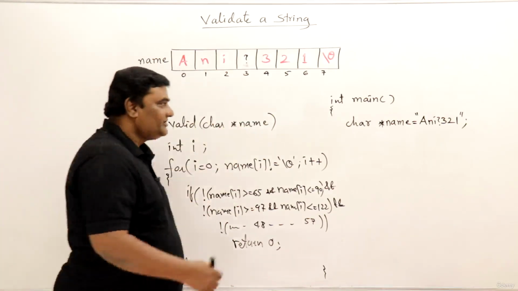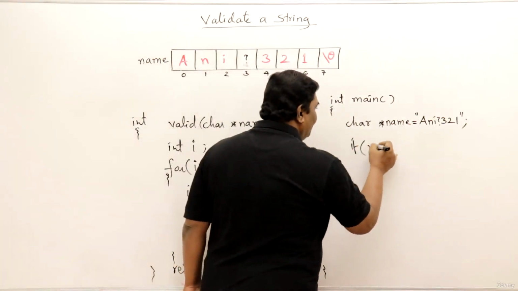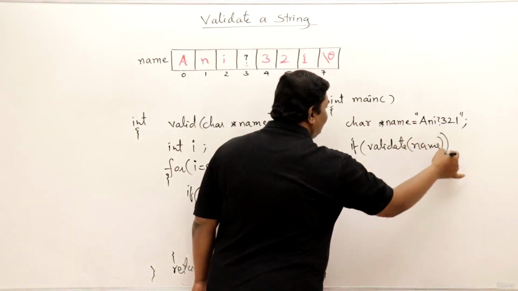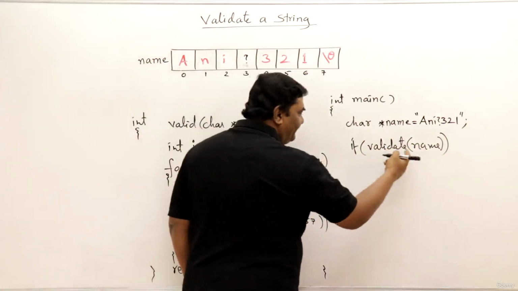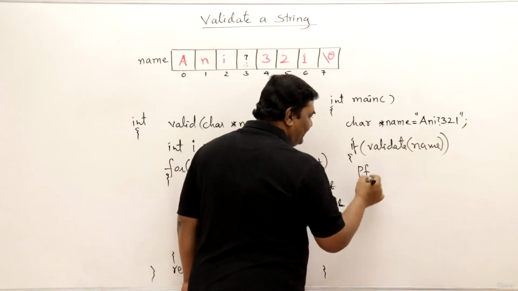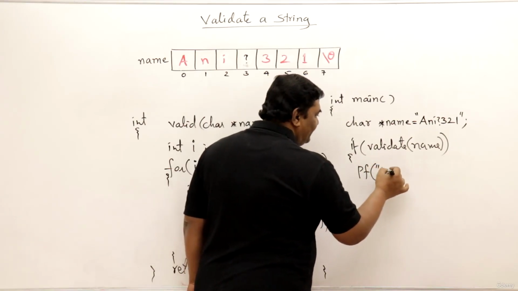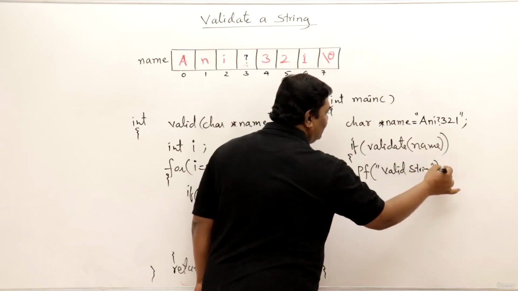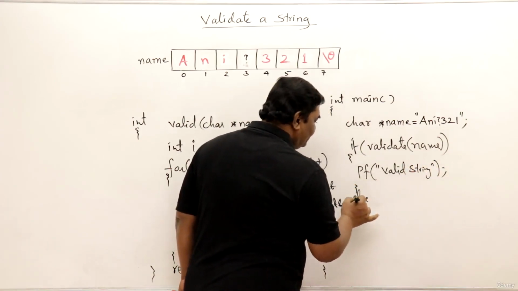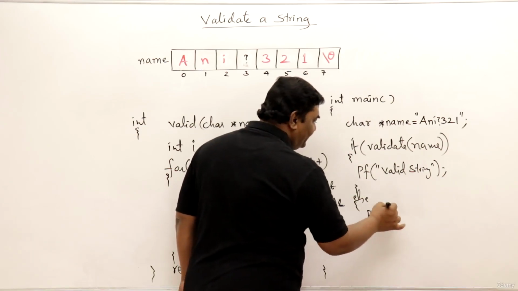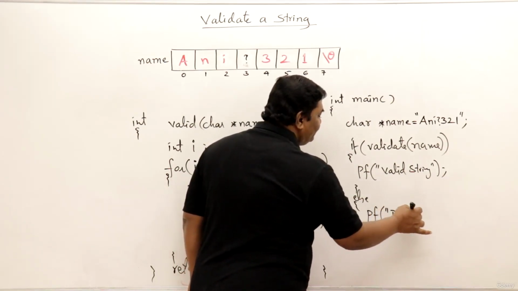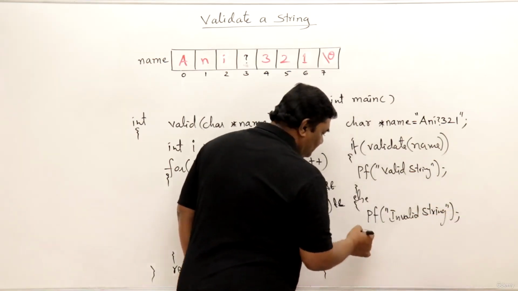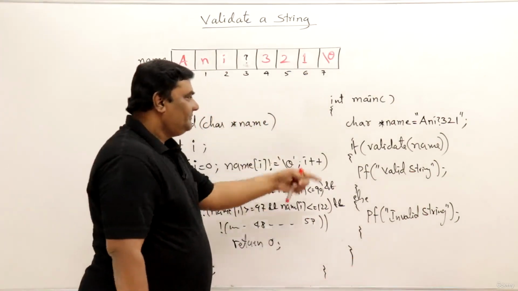Now inside the main function I will write if validate name. If this returns true, then this if will be true, then we will print, I'll write printf here for printing, then I will say valid string. Then otherwise in the else part I will write printf, so it is an invalid string, means if it is false then it is an invalid string. This is the main function.